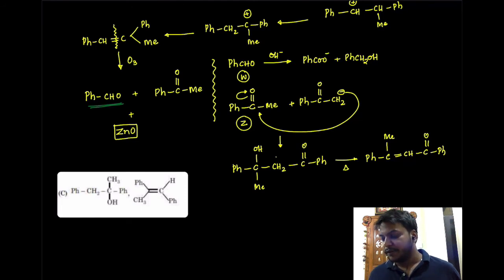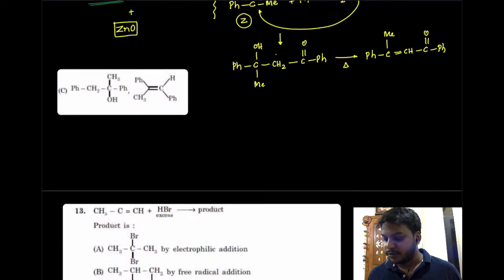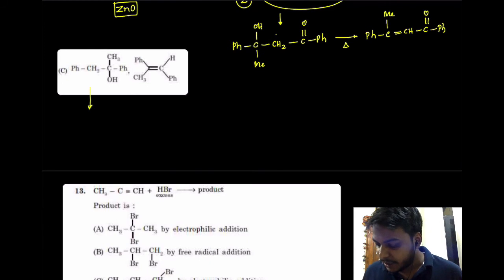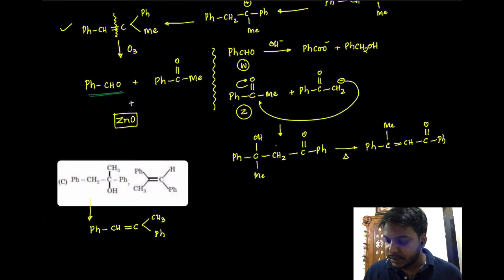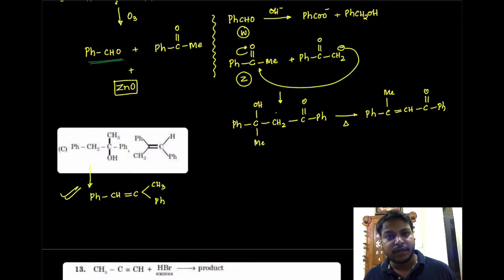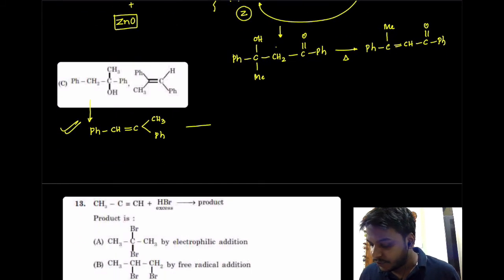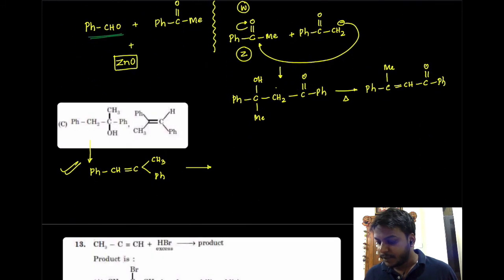The similar product we can also get in the case of C also. You can see how I'm directly writing here what is the eliminated product you will get after dehydration, which is CH double bond C, which is CH3 and Ph. Okay. And if you observe this one and this one is exactly same, so going forward rest of the reactions will be exactly same here. So therefore you can see C would also give the same type of a product here.